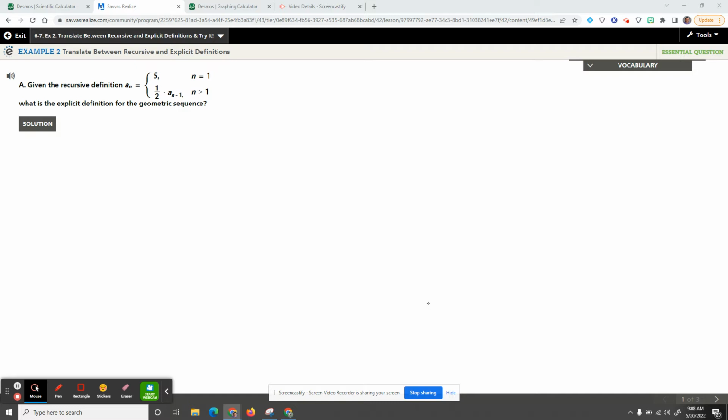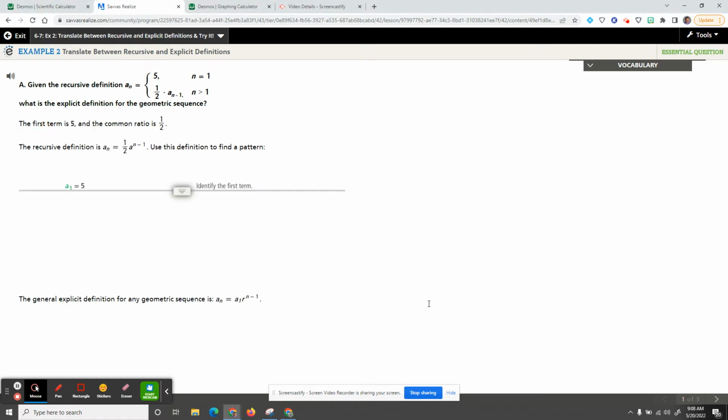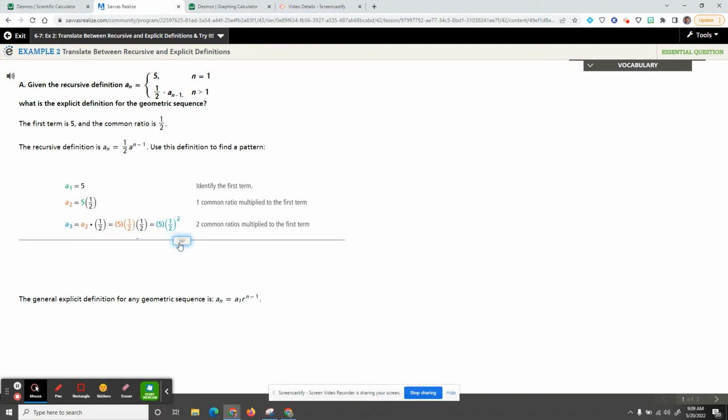So here you're given that 5 is the first term, and then 1/2 is the common ratio. All right, so what we're going to do is show a couple terms here. The first term is 5. The second term is 5 times 1/2. The third term is the second term times 1/2, which is 5 times 1/2 times 1/2. In other words, it's 5 times 1/2 squared. The fourth term ends up being 5 times 1/2 cubed.